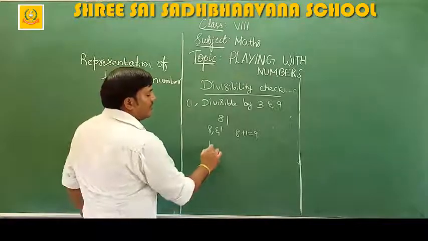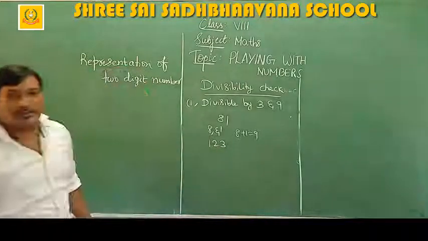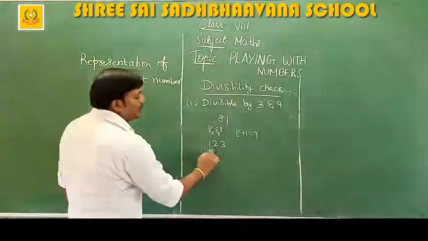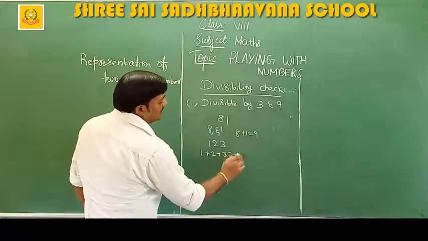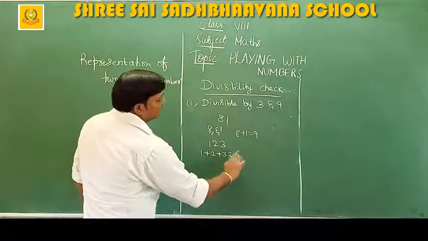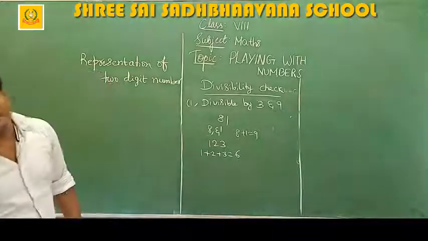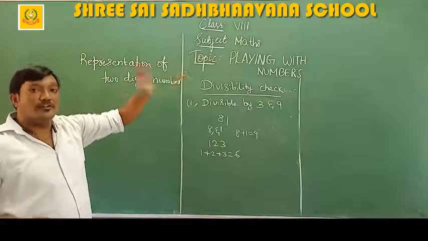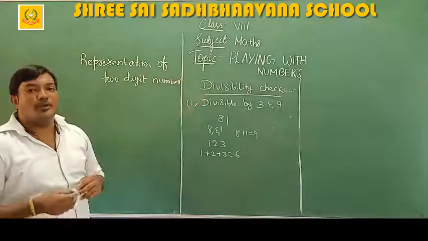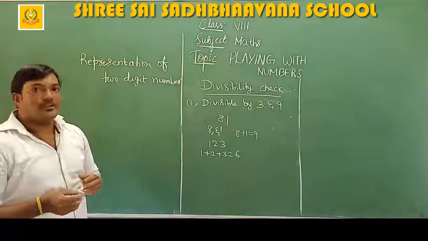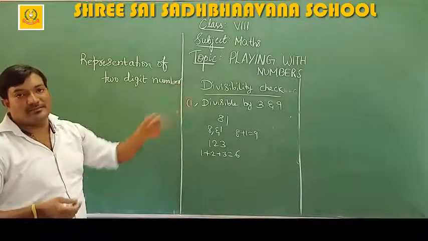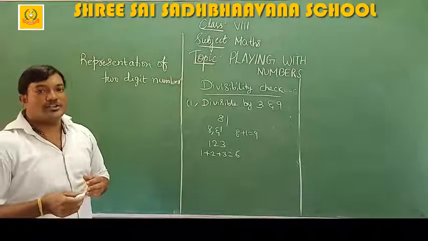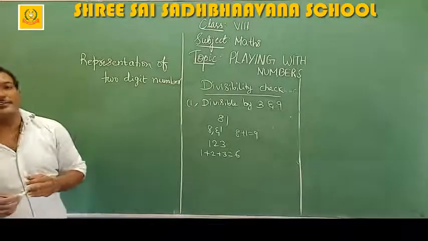And if you take another example, for example 123. Add all the digits, 1 plus 2 plus 3, which is 6. Is 6 divisible by 9? No, right? So obviously this number is not divisible by 9. So this is how you have to check the divisibility for all the numbers we discussed so far. I hope you understood this. Okay, thank you.